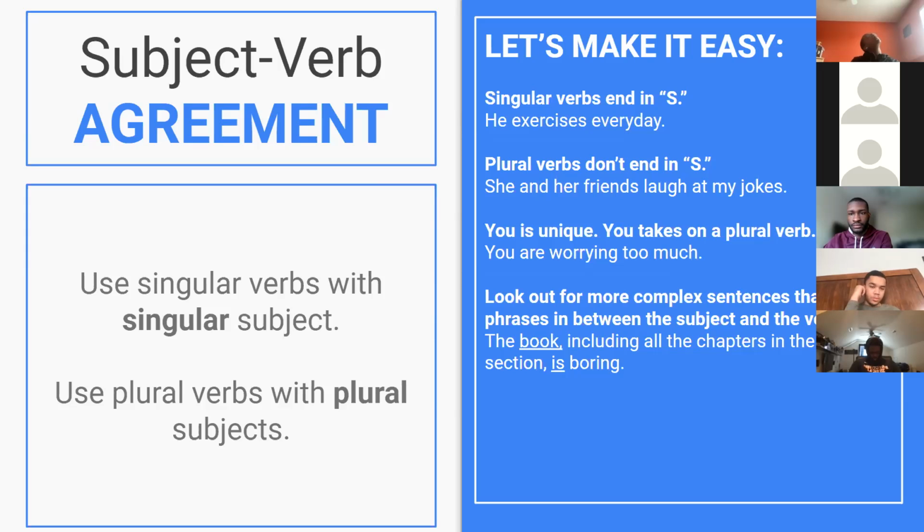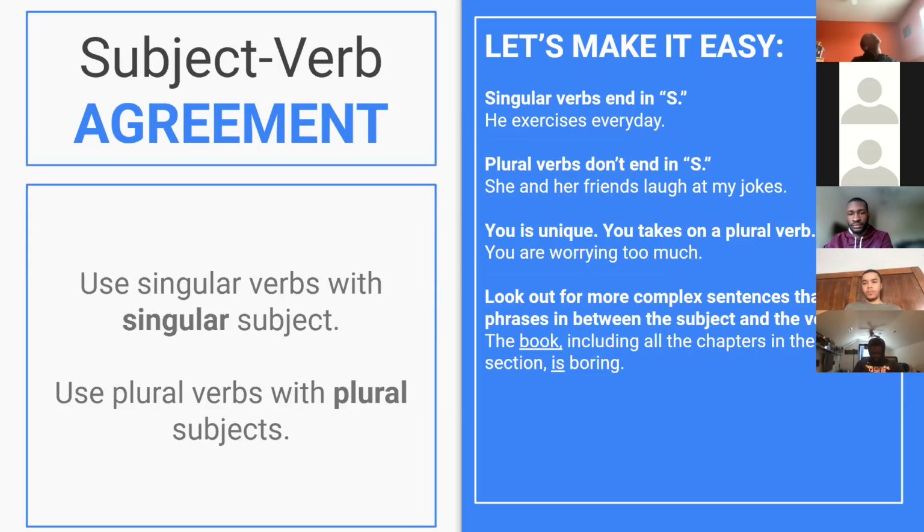Plural verbs do not get an S, right? So plural verbs go with plural subjects. So she and her friends, that is more than one person. It's she and her friends laugh at my joke. Plural verbs do not end in S. So it would not be she and her friends laughs at my jokes. It's she and her friends laugh at my jokes, right?